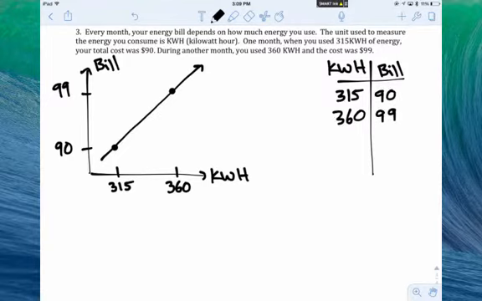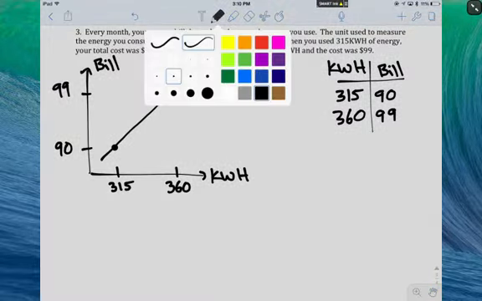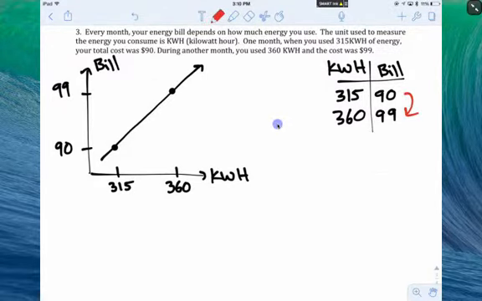Okay, so we need to find out how much each kilowatt hour of energy costs. Well, how much did the bill go up between using 315 and 360 kilowatt hours? I think the bill went up $9. That's pretty obvious, you can just look at it, but I'm going to be really thorough here. I'm going to call the bill, our dependent variable, y. The change in y, the change in our bill, was 99 minus 90, our final cost minus our original, a positive $9 increase in the cost.